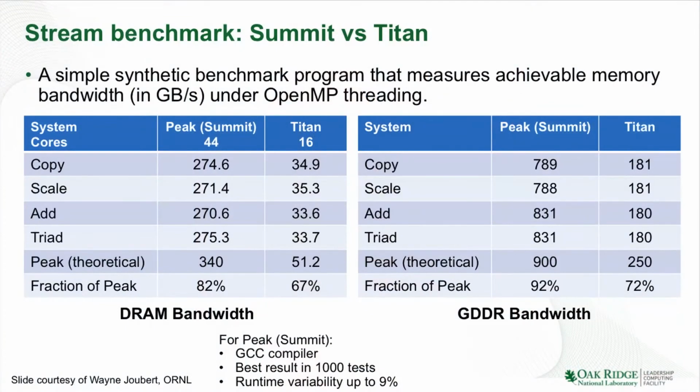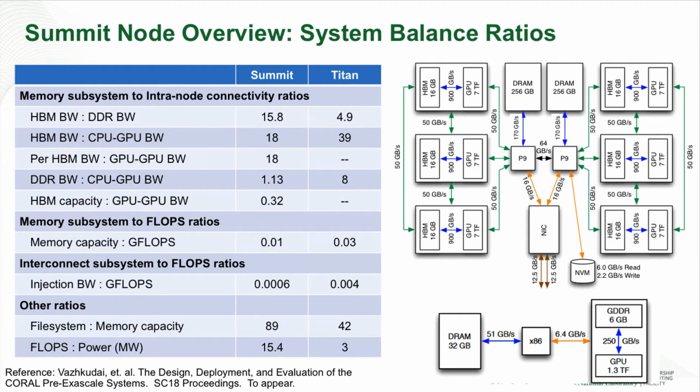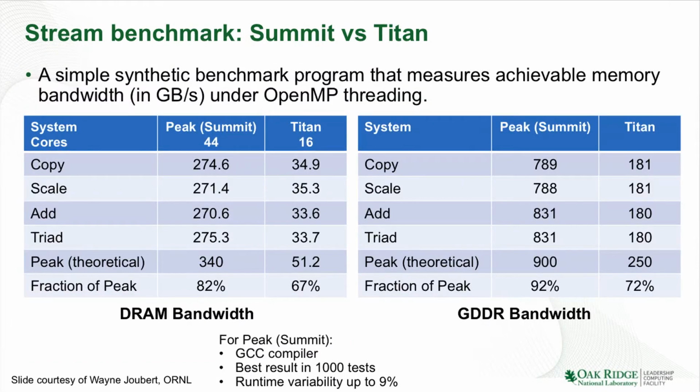If I look at the same thing on just the GPU, I get 92% of that 900 gigabytes per second. So I'm looking at this bandwidth right here. How fast can I get data in and out of the GPU from its high bandwidth memory? On Summit today, we're getting about 92% in this idealized synthetic benchmark, versus on Titan, with the same benchmark, you only get 72% of the peak. So we're achieving more of the fraction of the peak.